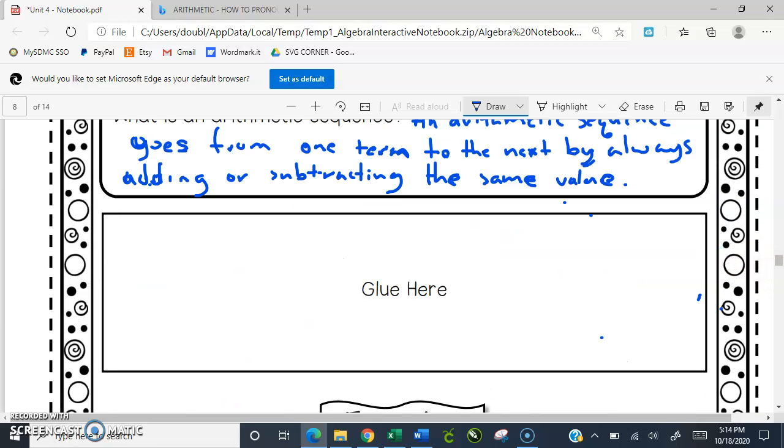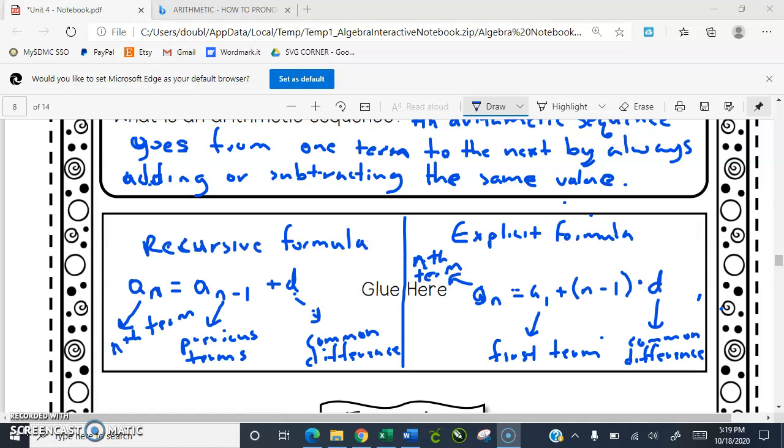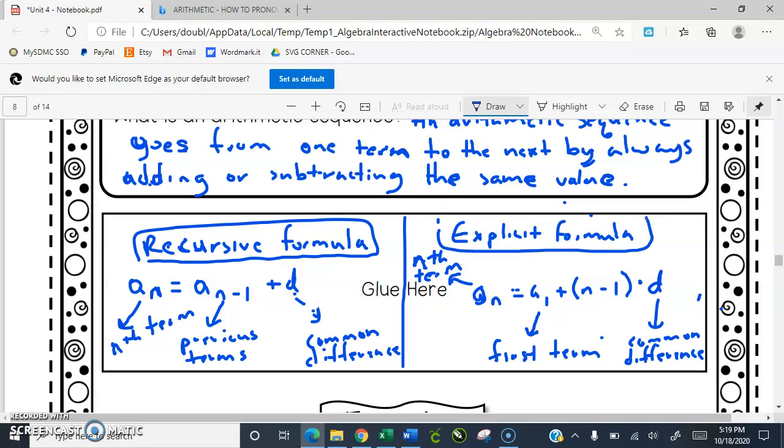Right here it says blue. We're going to separate that, and then I'm going to write the two formulas that you need to know. Here are the formulas: the recursive formula and the explicit formula. I know it looks like a lot, but a lot of it is just plug and play. If you look at the first one, the recursive formula, we have the nth term.